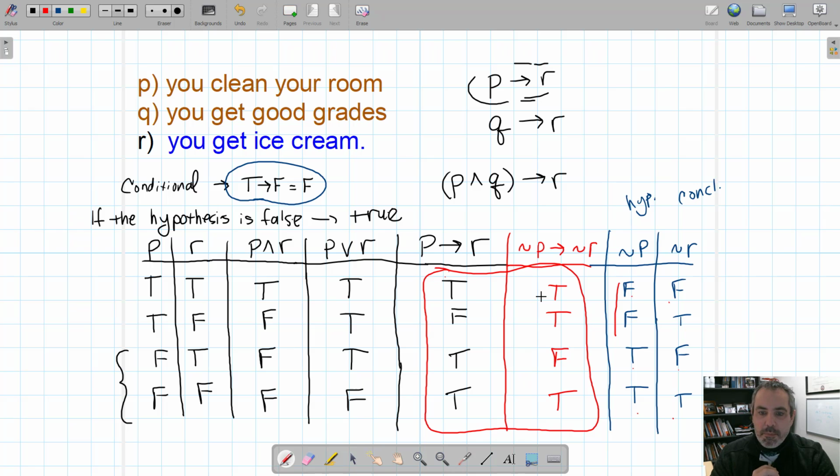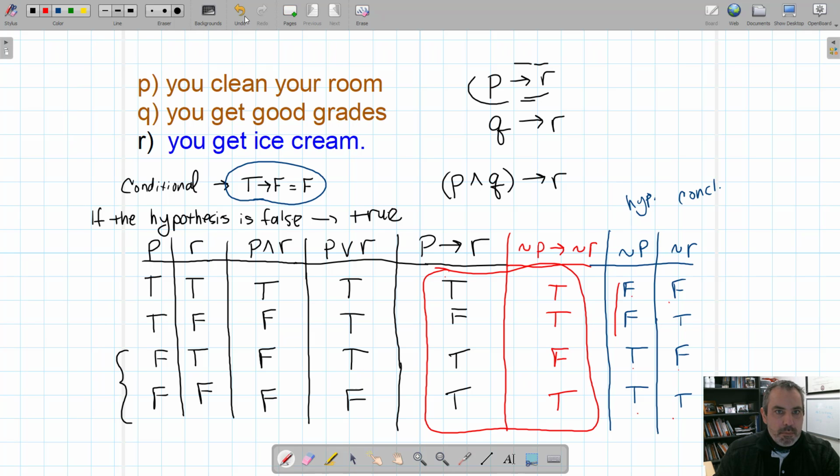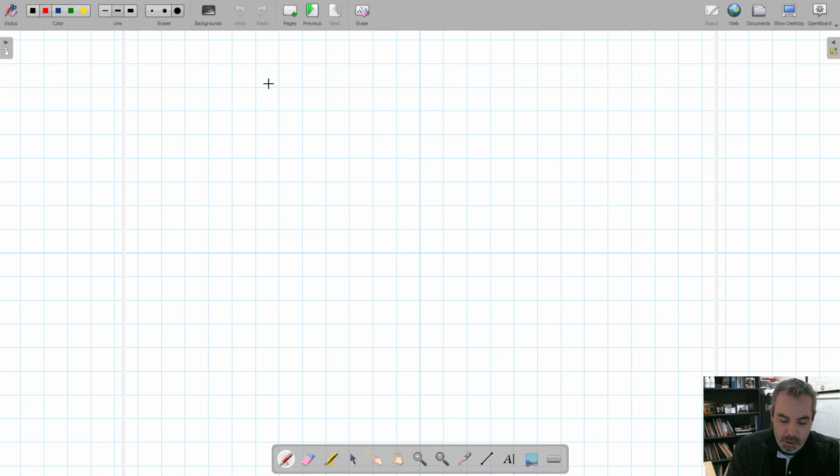So a couple other things that get a little bit more advanced when you're looking at this is, let's add another page here. You can take these statements.